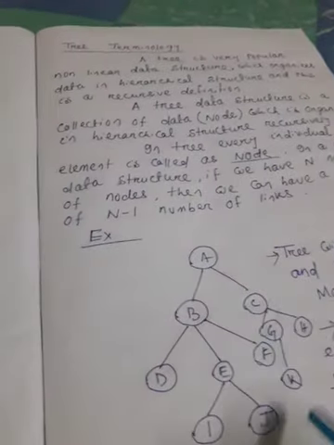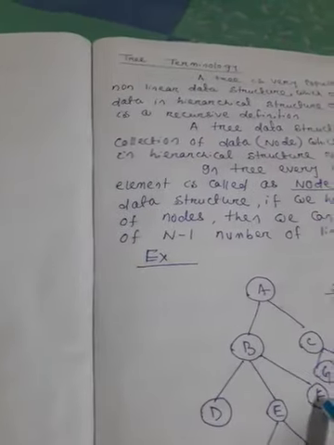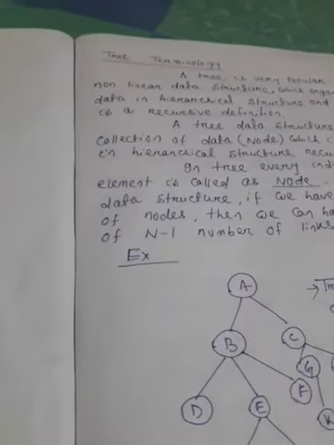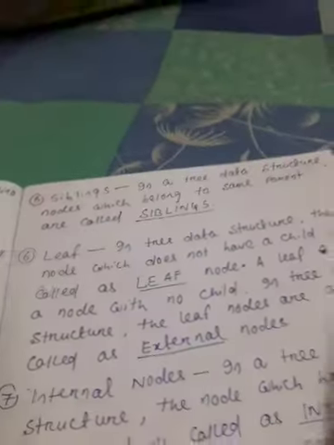So B, C are siblings. And another example is D, E, F, which have the same parent node, and this is B. So D, E, F are siblings.